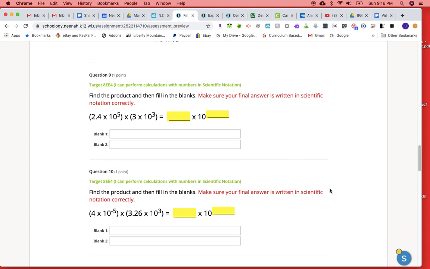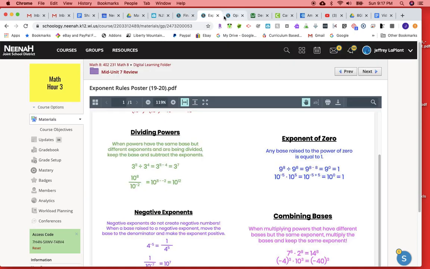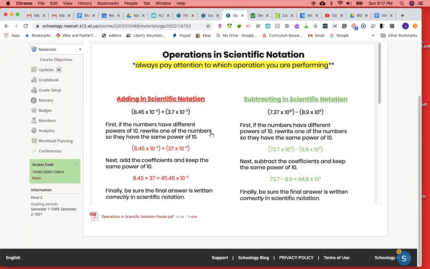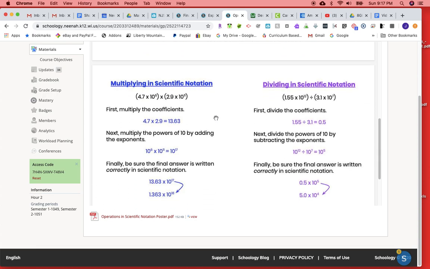Number 9, find the product and then fill in the blanks. So in this case, we have 2.4 times 10 to the 5th, all multiplied by 3 times 10 to the 3rd. You might want to review this worksheet, operations in scientific notation.